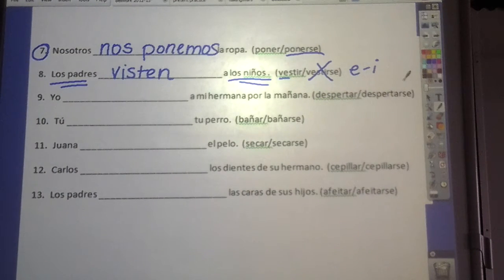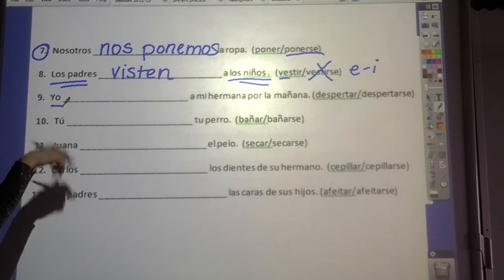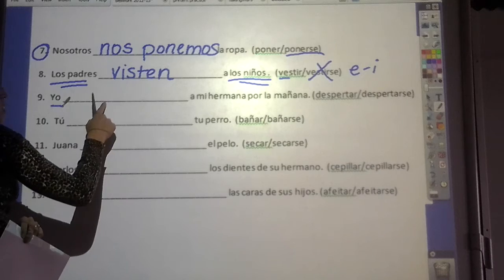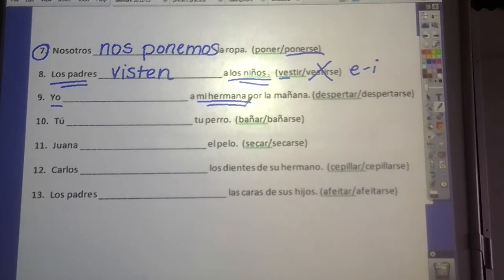Let's try one more together and then I'll have you complete the page. Número 9. Yo blank a mi hermana por la mañana. Despertar and despertarse both mean to wake up. So we need to decide if I'm doing the action, is it happening to me as well or is it happening to somebody else? In this case, it says to my sister. So I am waking up my sister.